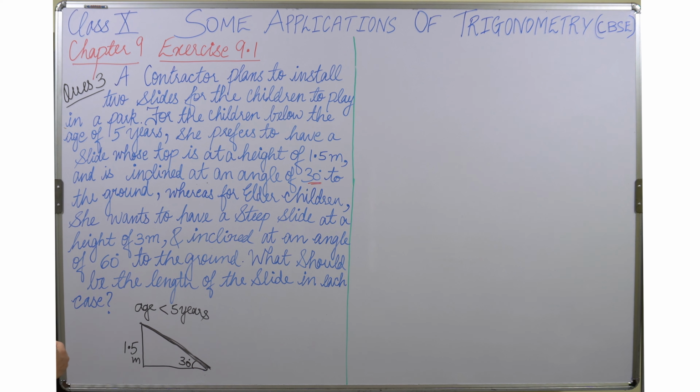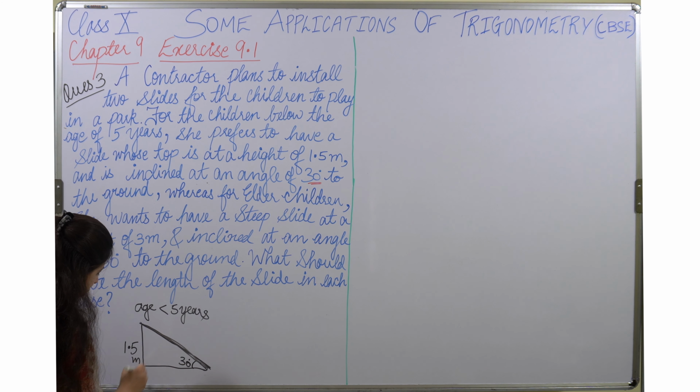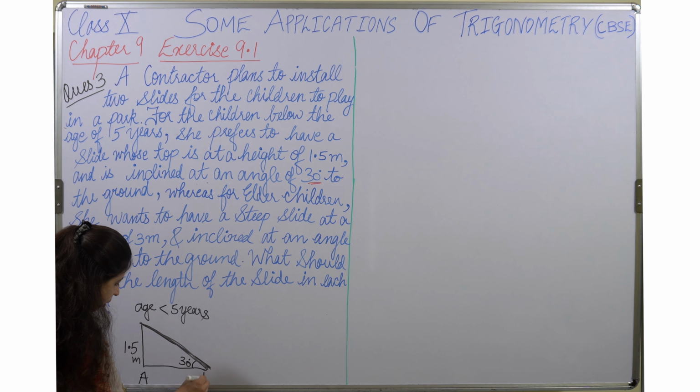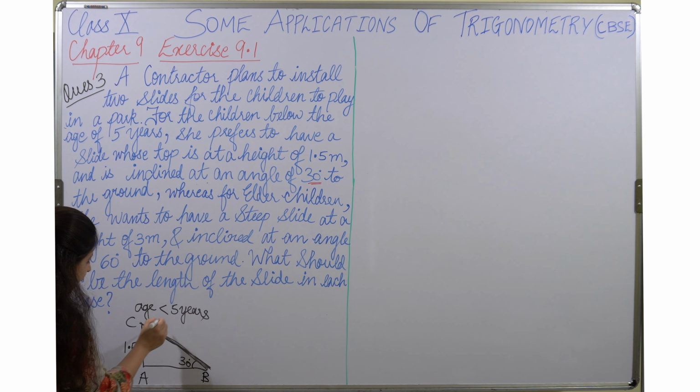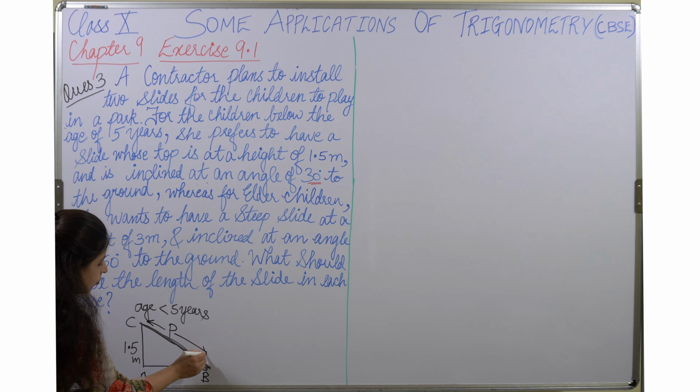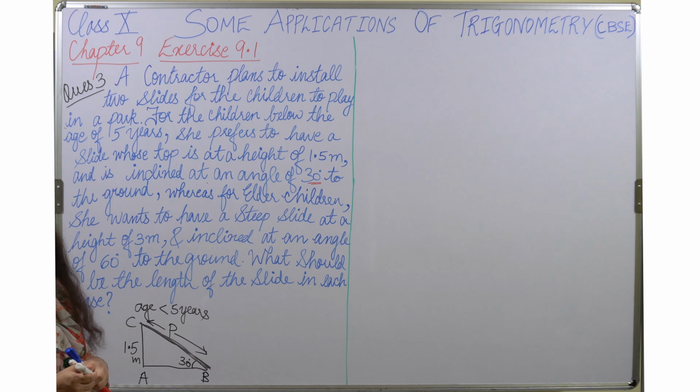Let us mark this triangle as A, B and C, and let us take the length of this slide to be P. You can take any variable, no problem.